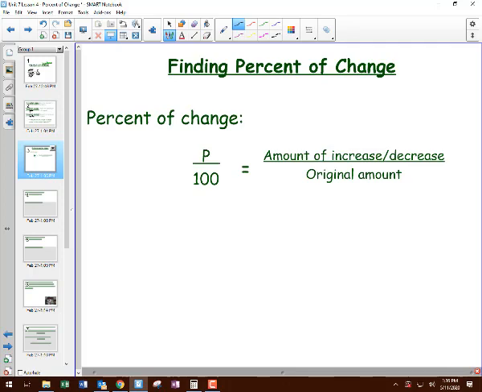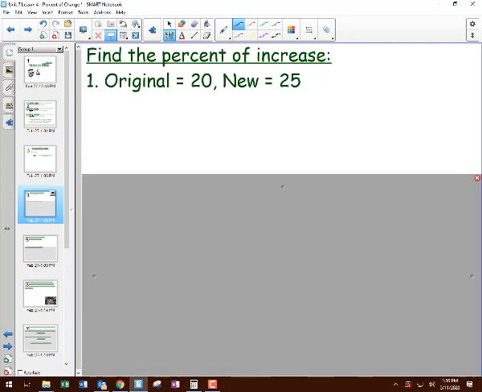Okay? And so we'll jump right into a few examples here, and this one just says find the percent of increase. The original was 20. We don't know what this is, but we'll just call it like it is. The original was 20, new was 25. Back to our formula here, we have to put the change on top. We'll have that change over the original, and we're going to set that equal to P over 100, and that's going to stand for our percent, and percents are always out of 100. That's why that 100 goes on the bottom.